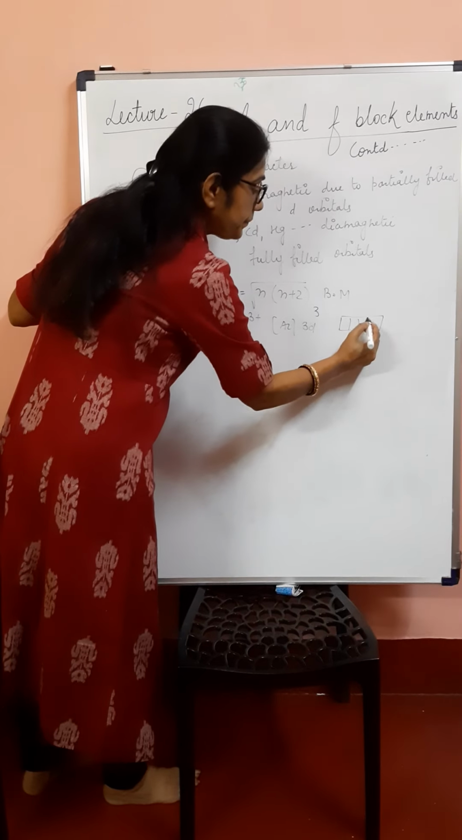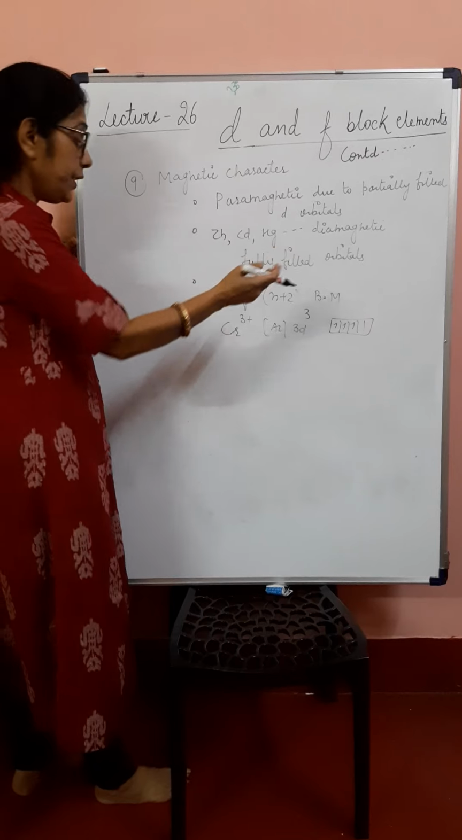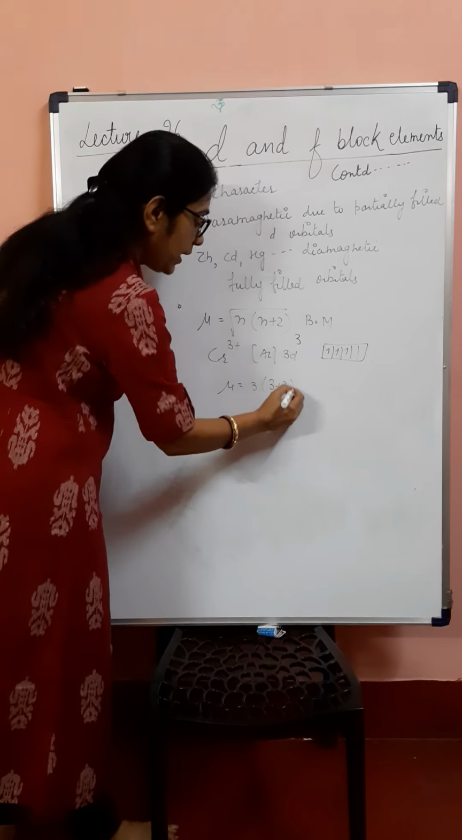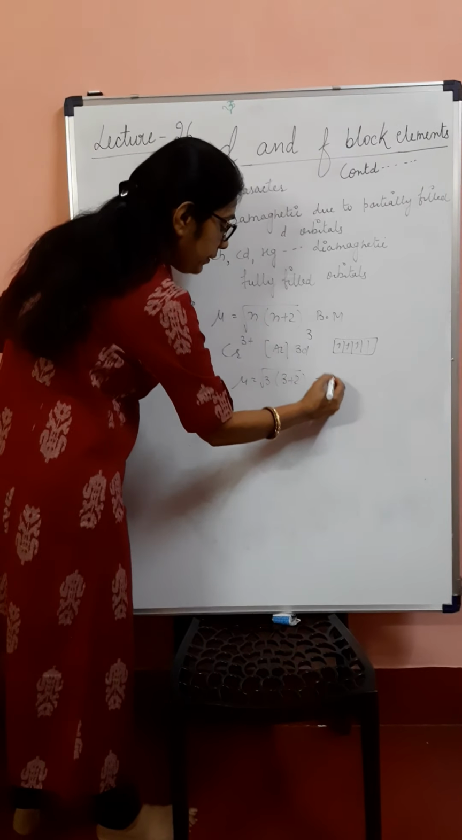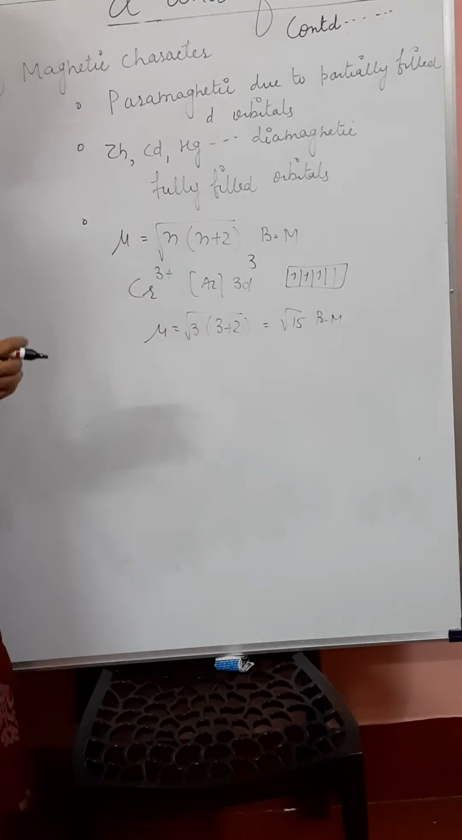3d3 means, how many unpaired electrons are there? 3 unpaired electrons. So mu will be equal to root of 3 into (3 plus 2). So it will be root of 5 into 3, root 15 BM.